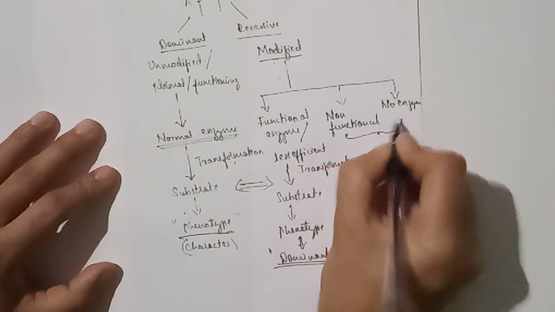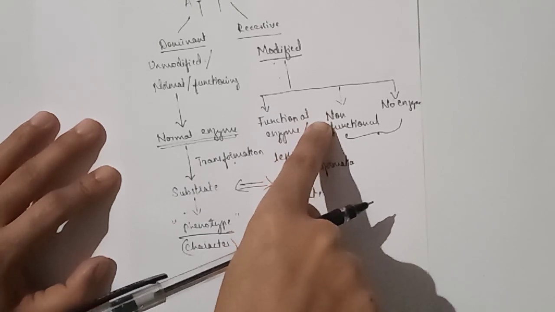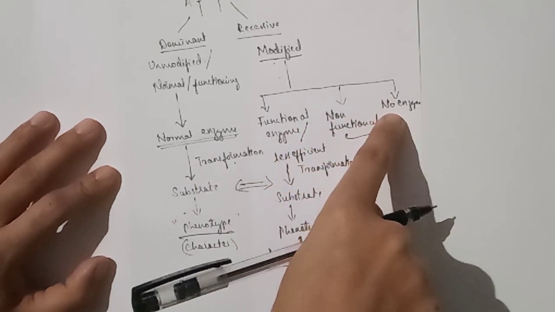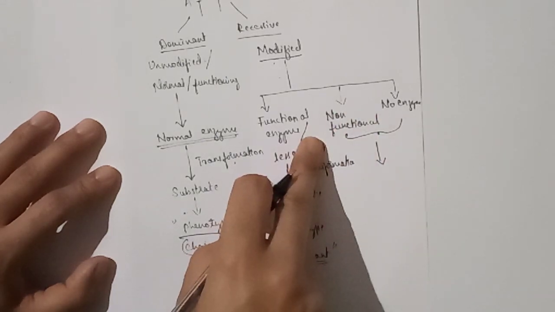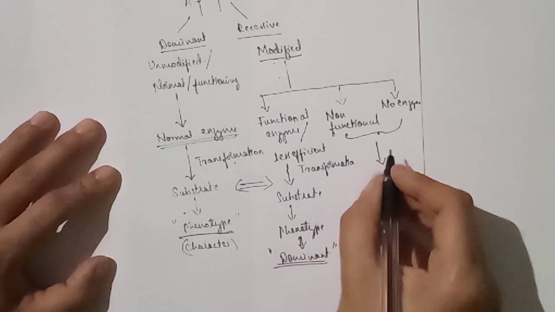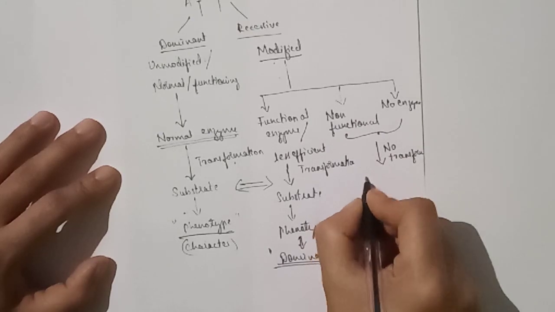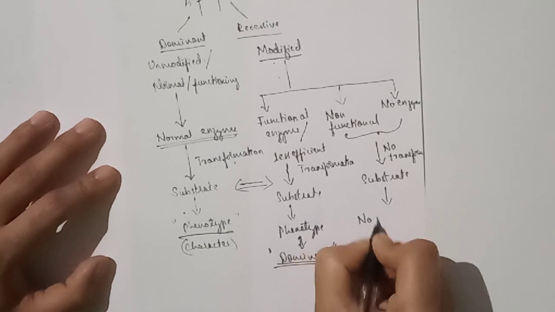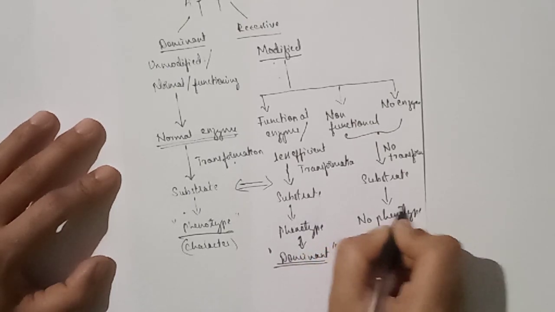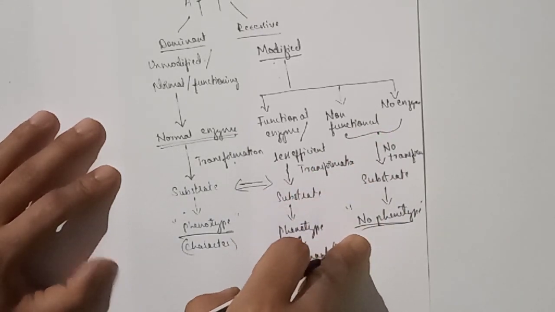But in the second and third cases, the second is production of a non-functional enzyme, and the third is that enzymes are not produced. In these two cases, what happens? There is no production of enzyme, or the produced enzyme is non-functional. In that case, there is no transformation of a substrate, therefore no phenotype is produced.